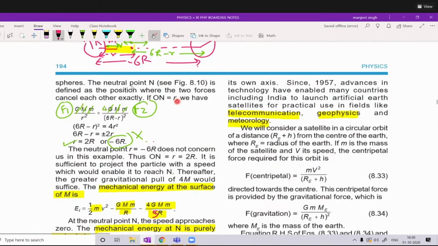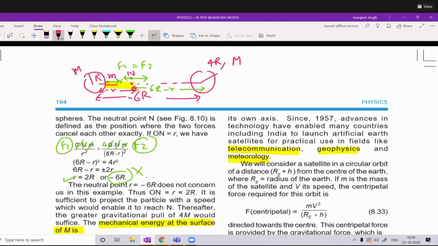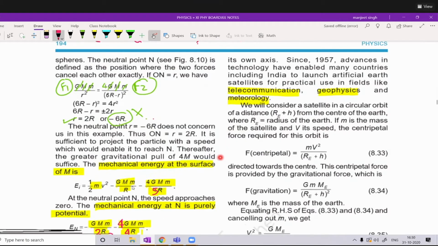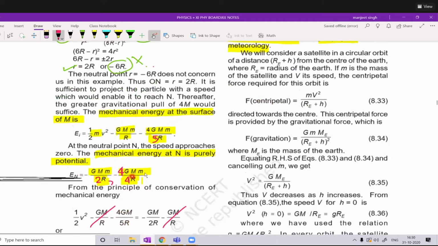At the neutral point, what is the potential energy of this mass small m and this mass? Sorry, this is not 4r, this is 4M actually. Radius is the same. Now G m1 m2 upon r gives minus G into 4M into small m upon 6r minus 2r. 6r minus 2r is 4r. So what we get here? G into 4M into m upon 4r.